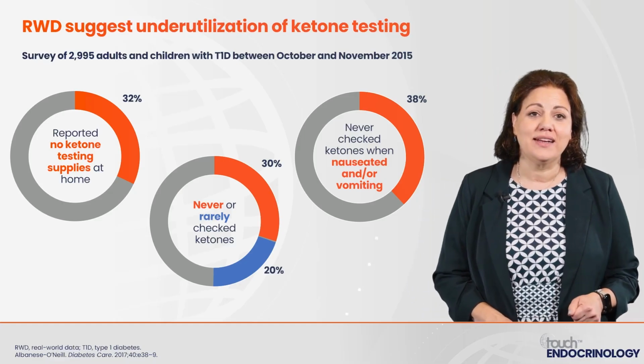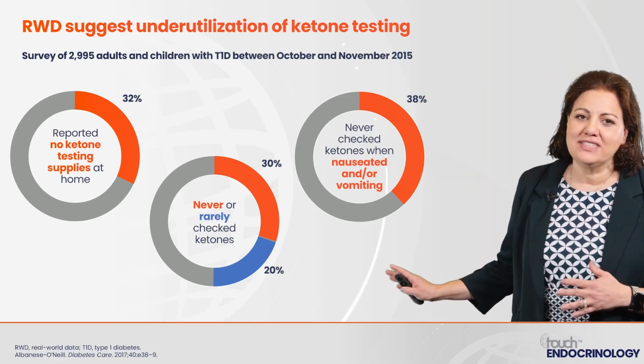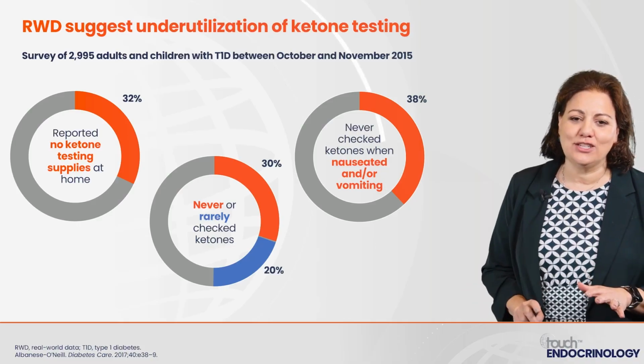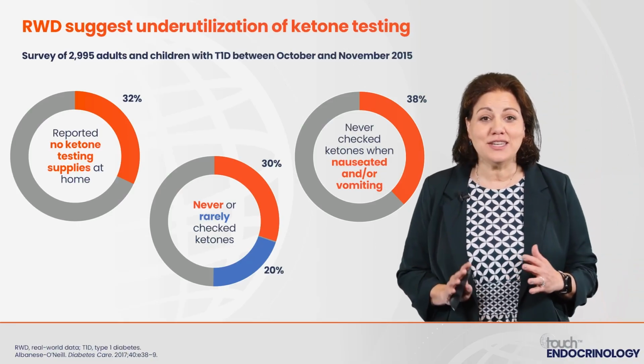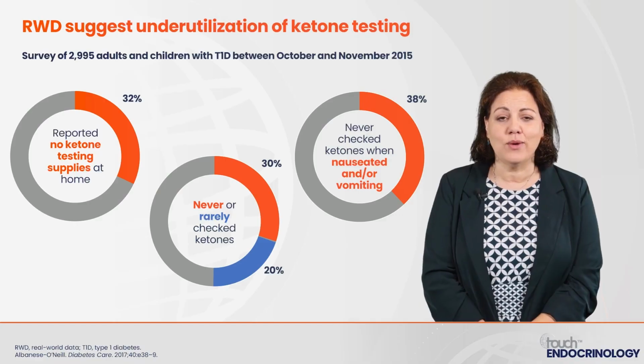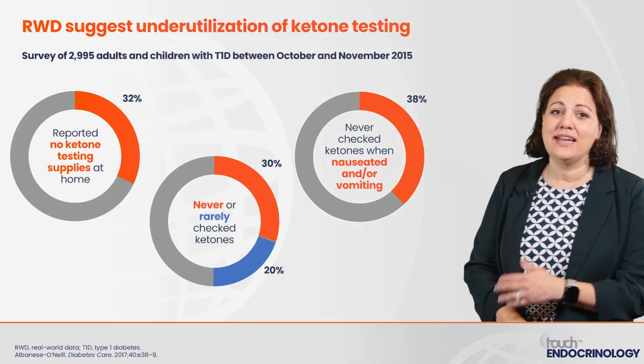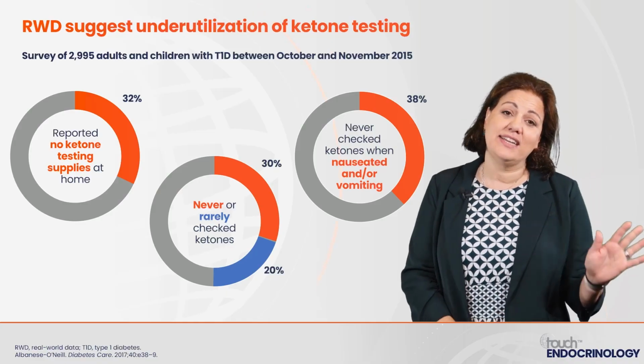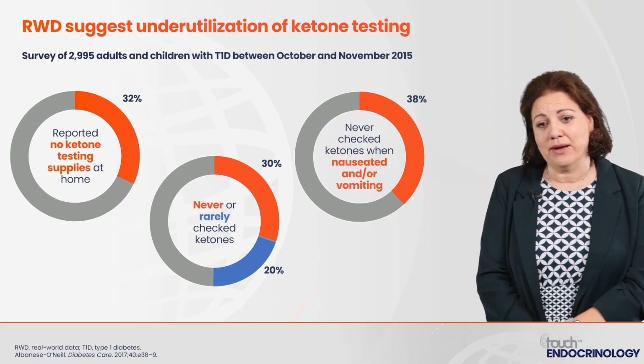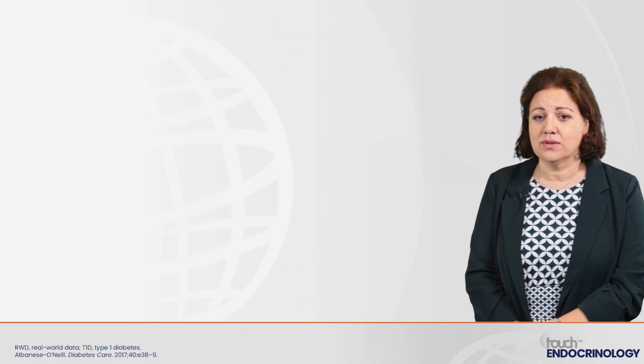And finally, as you'll see in this last graphic, 38% of individuals never checked for ketones when they were nauseated and/or had vomiting. Importantly, if you look at the primary study here, you find that the youngest age group, kids 6 to 13, actually did much better with ketone monitoring. Why was that the case? Their parents were doing it for them. So as we get past that age, people feel more invincible. I've never had ketones before. I don't need to worry about it, which is not true.